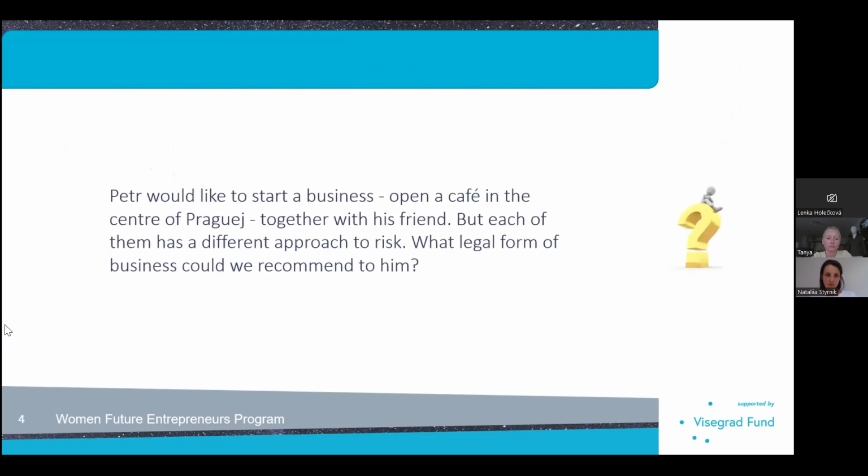And now we can switch to the next slide. We have here the example of Peter. Peter would like to start a business. He would like to open a cafe in the center of Prague together with his friend. But each of them has a different approach to risk. Which legal form of business could be convenient for Peter? What do you think? Do you have any tip?